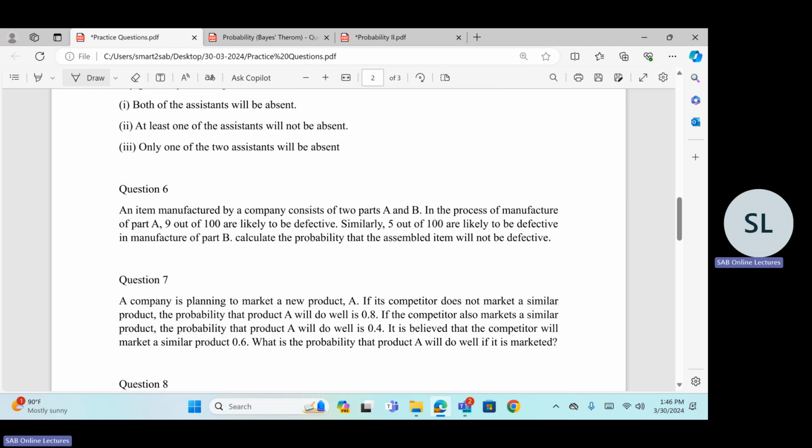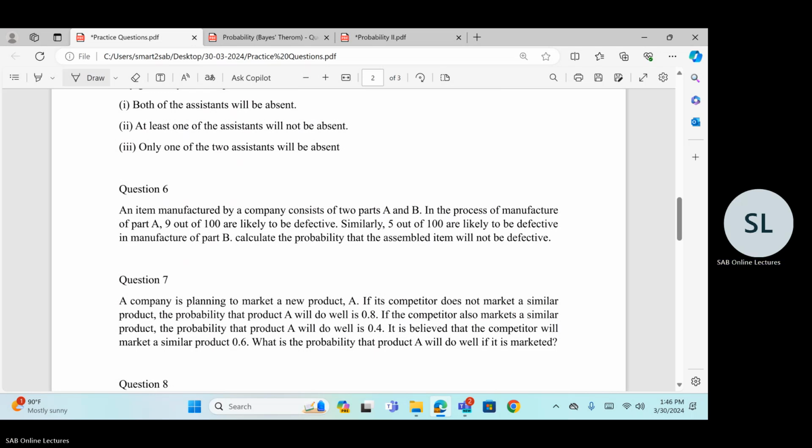If the final output will not be defective, it means part A will not be defective and also part B will not be defective. So we need both to be non-defective. Both means what? What's the concept in probability? Both means intersection. Okay, then we need to get the probability of A intersection B. What is the answer? How to get that?